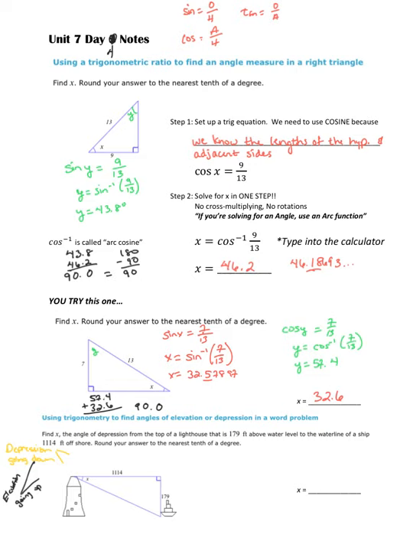You're finding x, the angle of depression, from the top of a lighthouse that is 179 feet above water level to the water line of a ship that's 1,114 feet from shore. All right, we drew the picture. So here's the angle of depression looking down from the lighthouse. I'll even do it in yellow. Our angle of depression is x. That's what we're trying to find. The top of the lighthouse is 179 feet above the water, so that's our opposite side. And the distance from the lighthouse to the water line of the ship is 1,114 feet. That is our adjacent side.